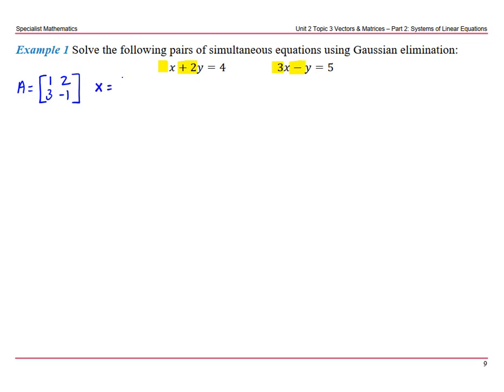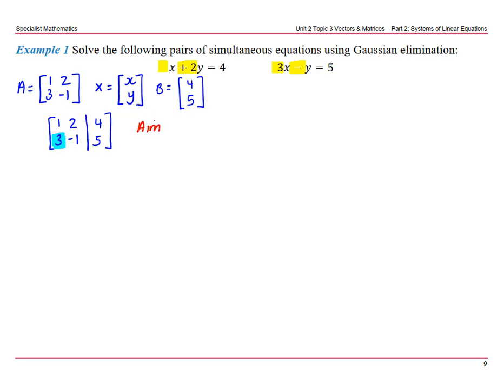Our variable matrix, we have two variables, x, y. And our constant matrix is 4, 5. So bringing that together into our augmented matrix, we have 1, 2, 3, -1, and 4, 5. Now the goal is to get this element here to be 0.